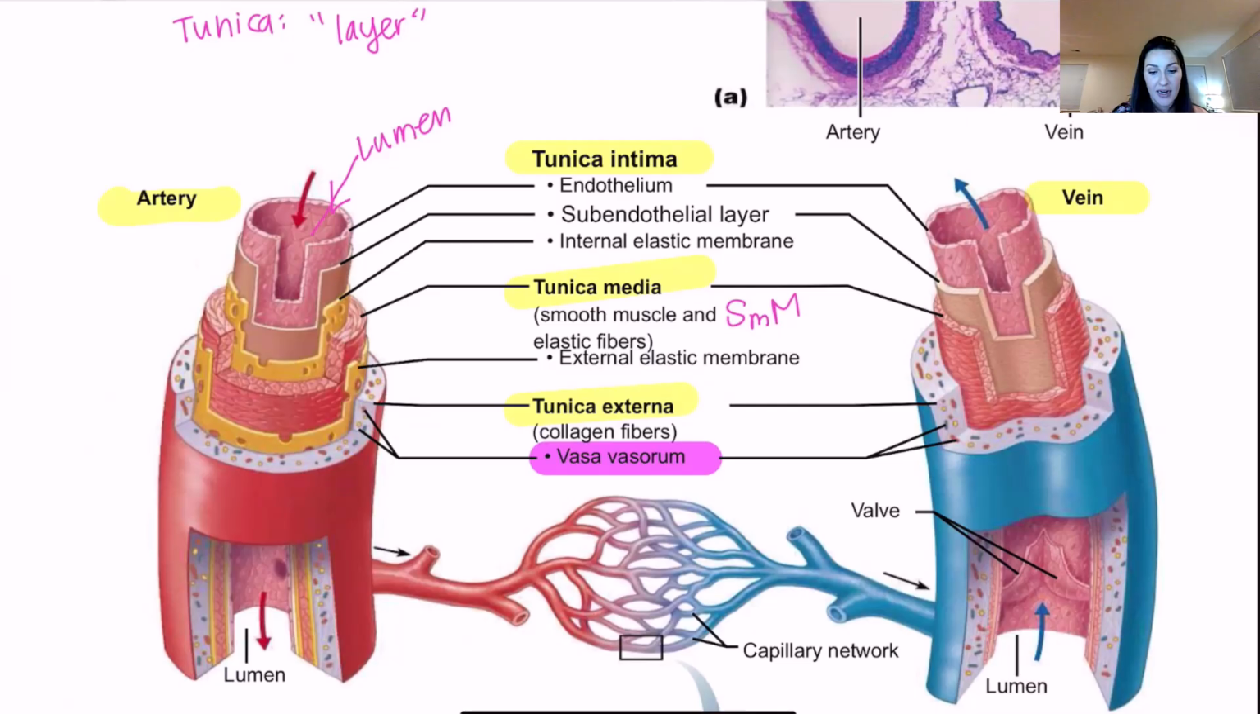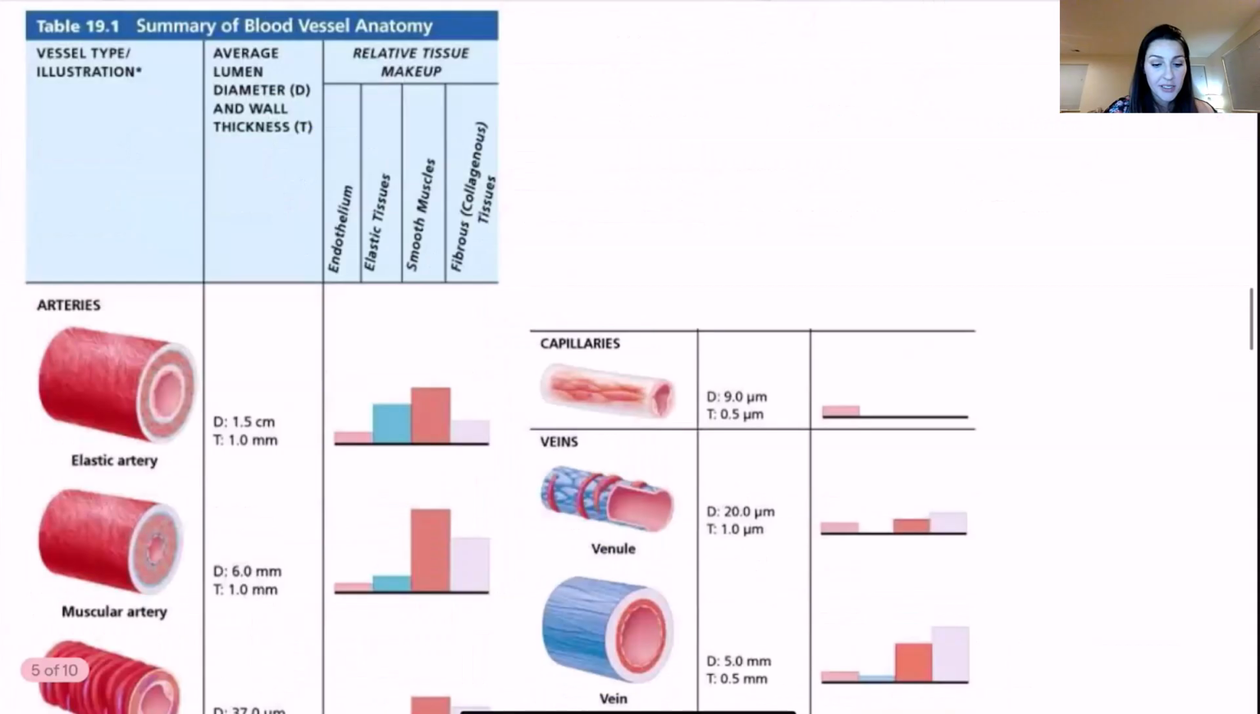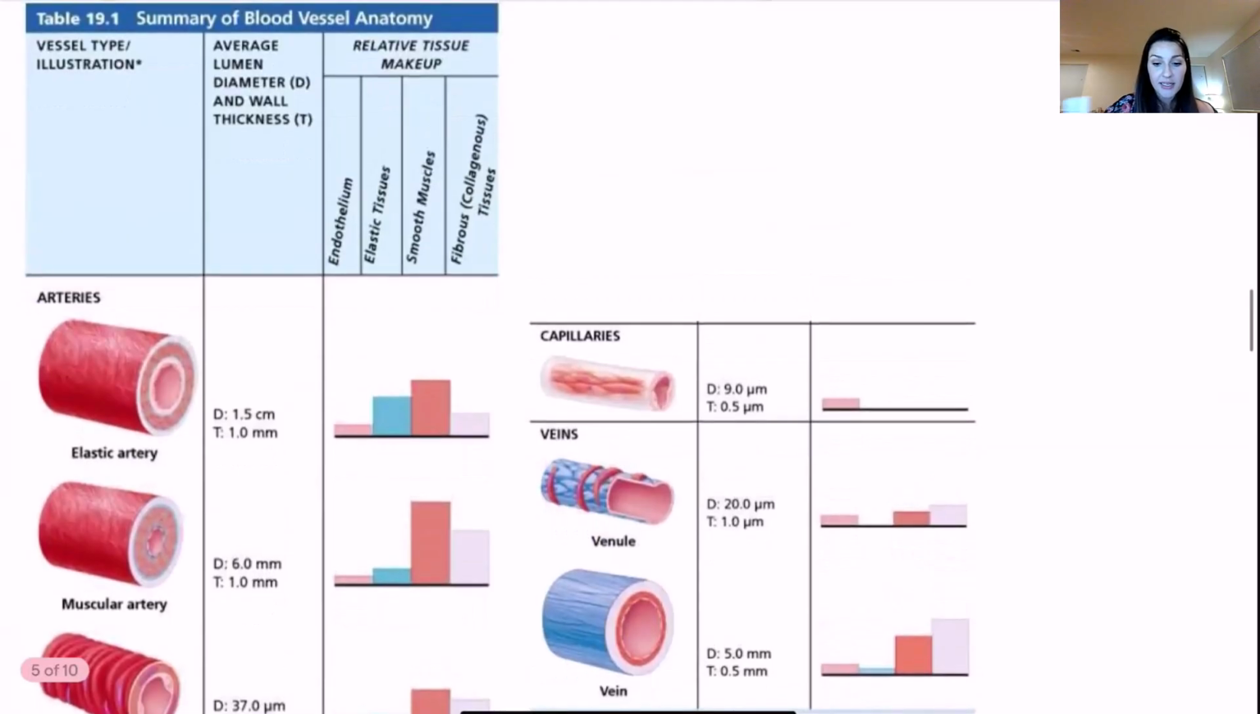So next things next. I'm going to show you some different stuff that we've got going on. This is table 19.1 from your text. And this is all of the different bits of blood vessel anatomy. First, I'm going to tell you what's going on with this table, and then I'm just going to show you some pictures. Okay, so there's different types of vessels. There's arteries, and there's veins, and there's capillaries, but there's different flavors of those, okay?